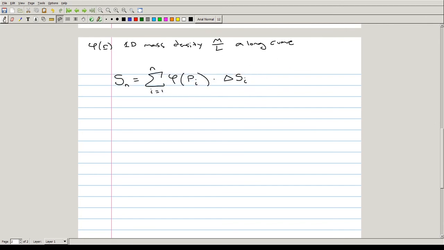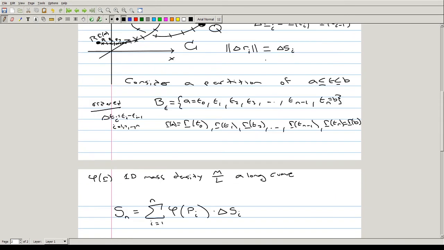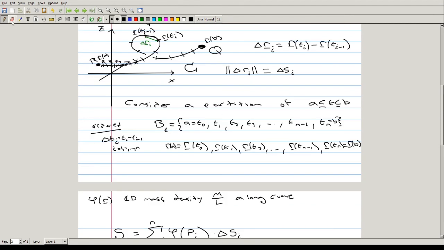So we're really kind of thinking of this in direct analogy to the Riemann sum from a typical integral calculus class. So first things first, what is exactly delta Si? And we've said that delta Si is the magnitude of this difference vector right here. This is the difference between r at ti at this point right here and r at ti minus 1. It's the length of that vector.